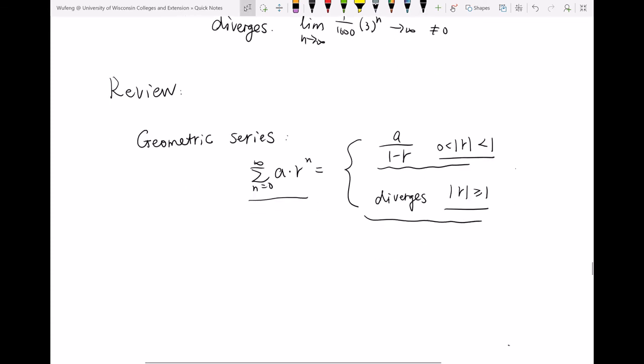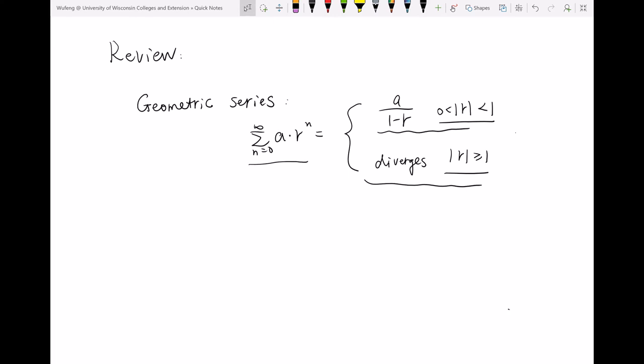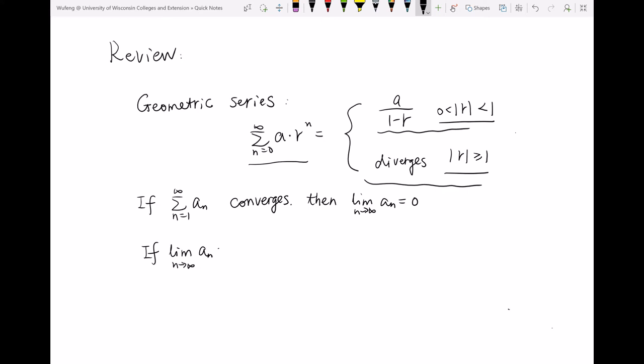Okay, this is what we discussed yesterday, and then we also introduced the divergence test, or nth term test. If the series from n equals 1 to infinity of an converges, then the limit as n goes to infinity of an equals 0. If the limit of the nth term an is not equal to 0, then the series of an diverges. Okay, so we stopped here.